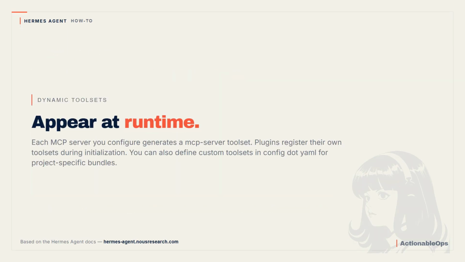Dynamic toolsets appear at runtime. Each MCP server you configure generates a MCP-server toolset. Plugins register their own toolsets during initialization. You can also define custom toolsets in config.yaml for project-specific bundles.